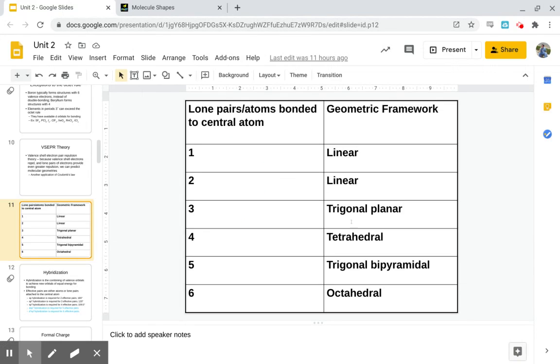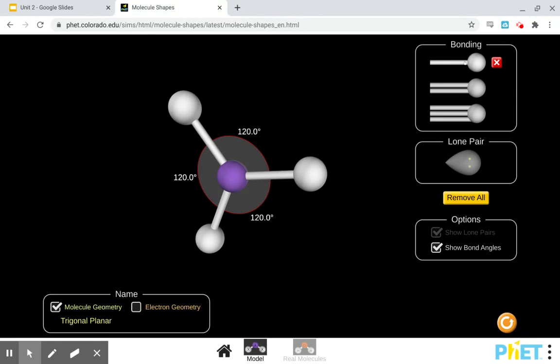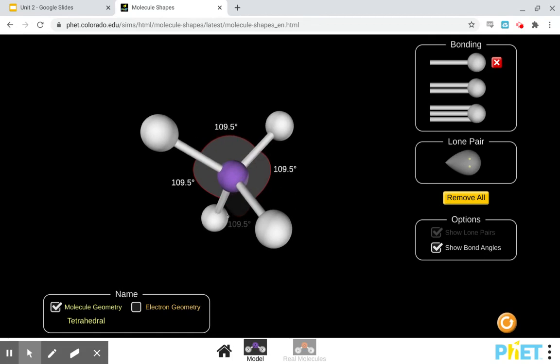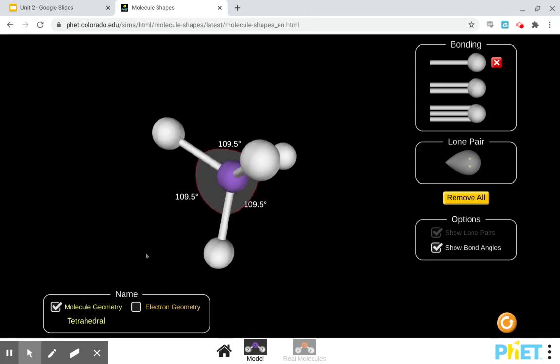Our next framework is if you have 4 things attached, it is tetrahedral. So if we have 4 things attached to the atom in the middle, I'm just using X's to represent generic atoms, then this becomes tetrahedral. And this is where we have a limitation of drawing a 3-dimensional structure on 2-dimensional paper. This bond angle is not 90 degrees, it's 109.5 degrees. So if we look at a model of this one, this brings us to 109.5. This is a tetrahedron. This is the tetrahedral framework.